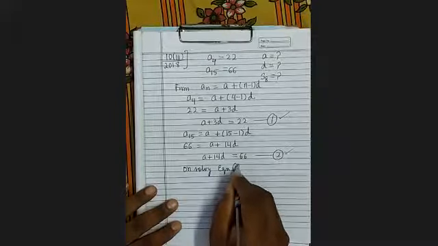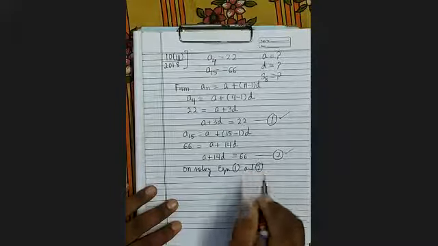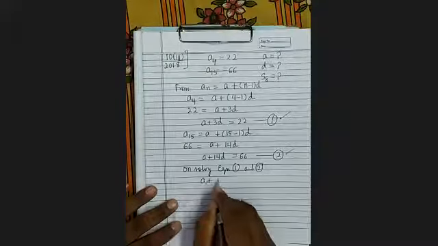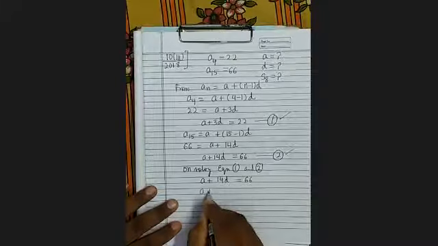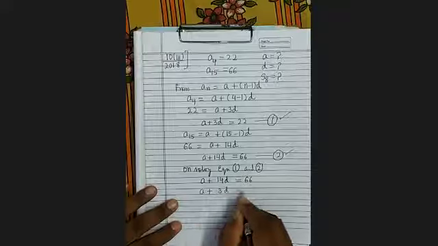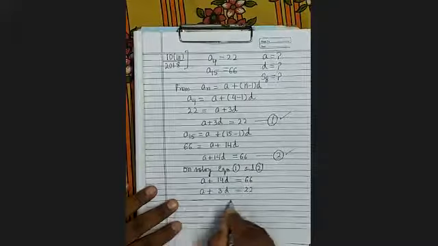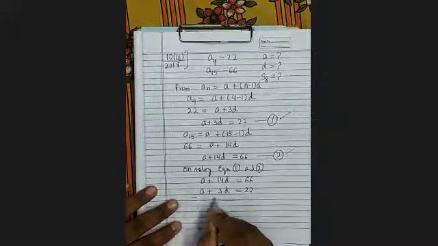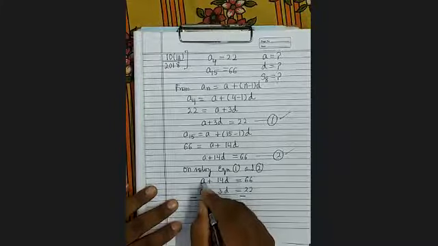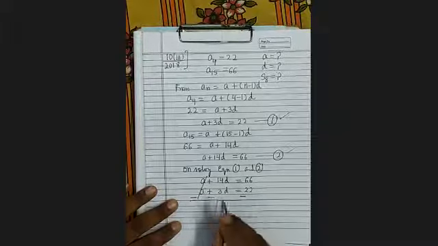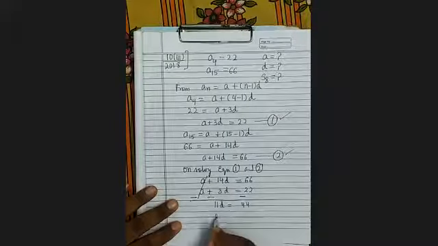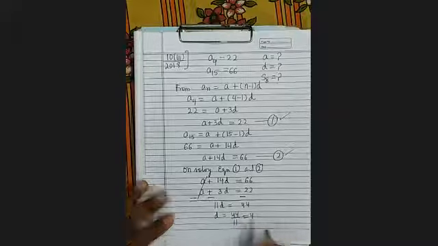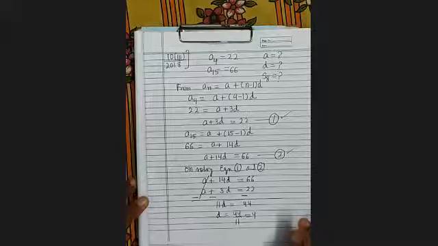Equations 1 and 2. a plus 14d equals 66, a plus 3d equals 22. So when you subtract, a and a cancel. 14 minus 3, 11d equals 44. So what will be d? d equals 4.